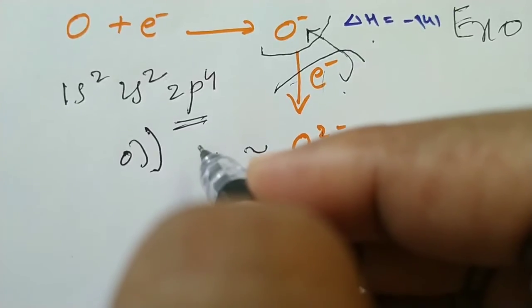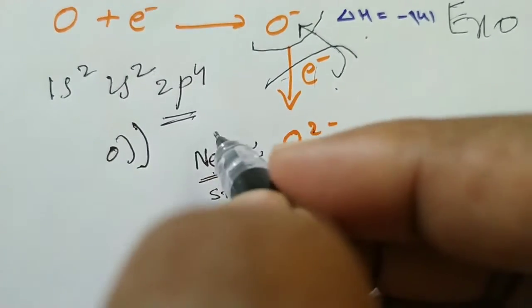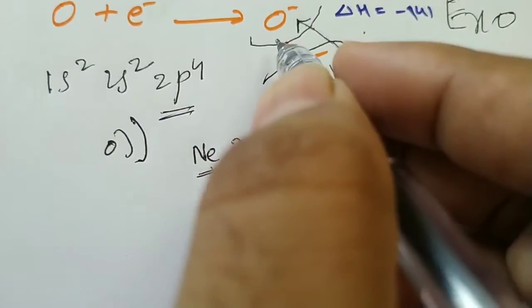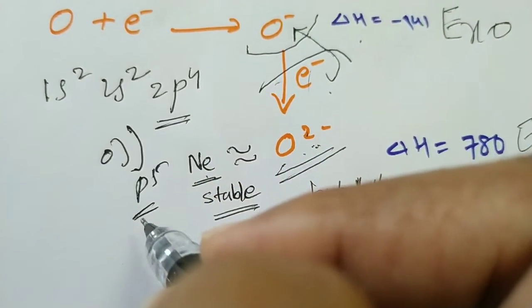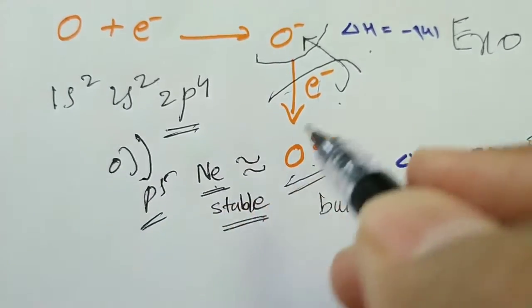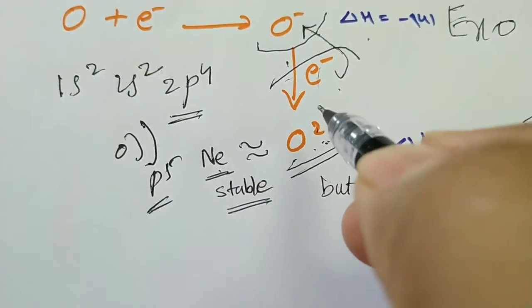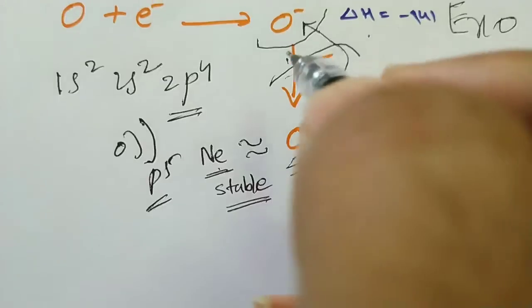So already 5 electrons are there after taking 1 electron. So p5 is almost filled, smaller atomic size, already a negative charge, so it is not ready to accept one more electron.